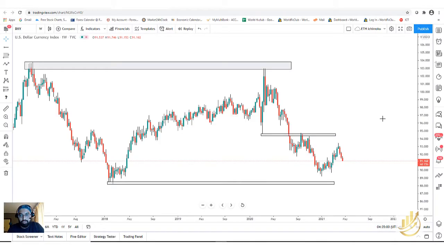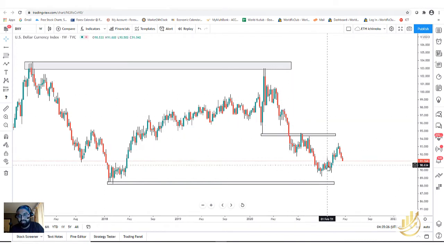Today we'll talk about dollar index and Dow Jones, which is also US 30. So let's just see what dollar is doing at a weekly time frame. We have seen these highs at 103 area back in 2016. Then we saw the same high at 103 area in March 2020. We have these lows around 88, 89, and now overall structure looks like a downtrend at a weekly time frame.